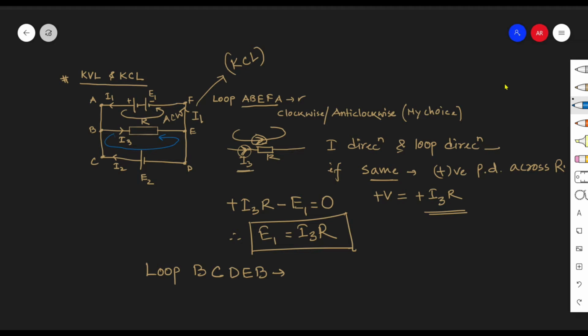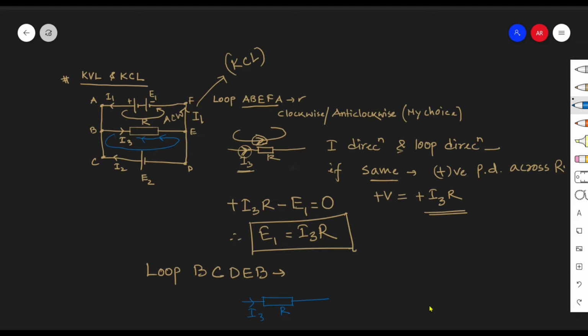The rule of thumb I need to maintain is: if the loop direction is along the direction of current, the positive PD will be dropped across the resistor R. If the loop direction is in the opposite direction of current, then the negative PD will be dropped across the resistor R. If the current enters into the positive terminal, then it is positive. If the loop basically ends up at the positive terminal of the battery, it is positive EMF.